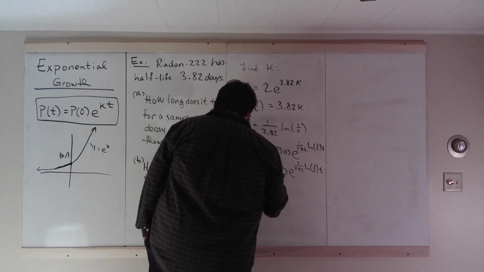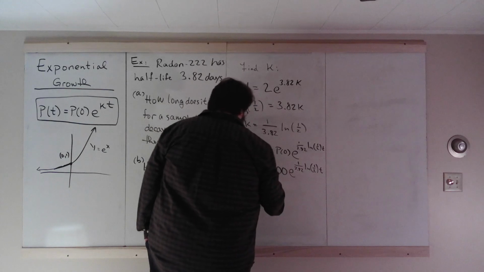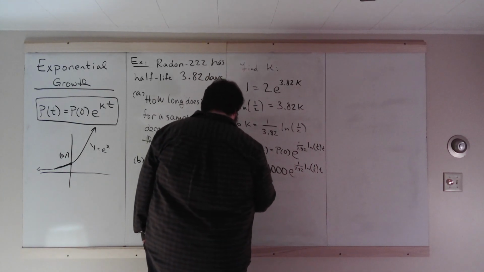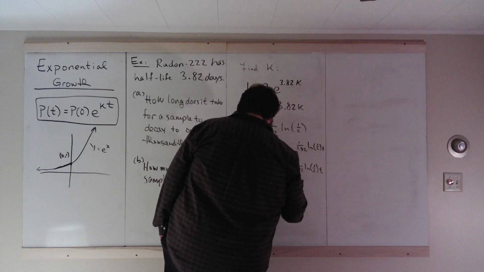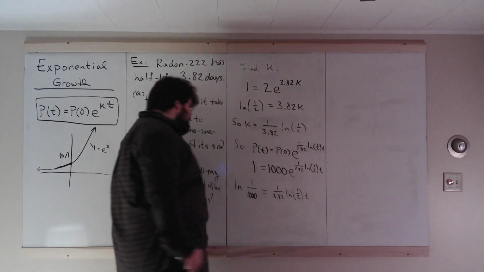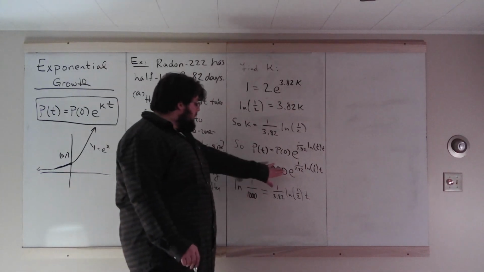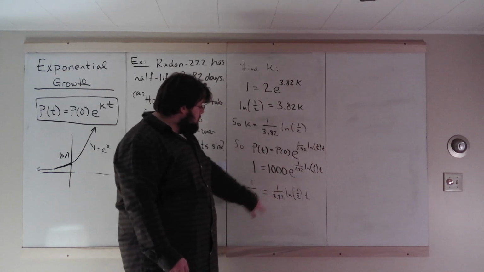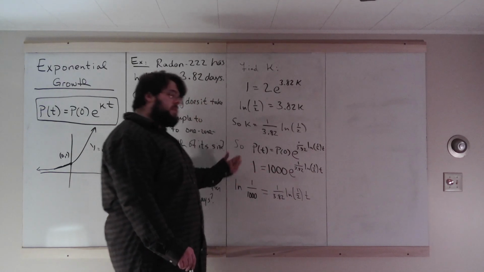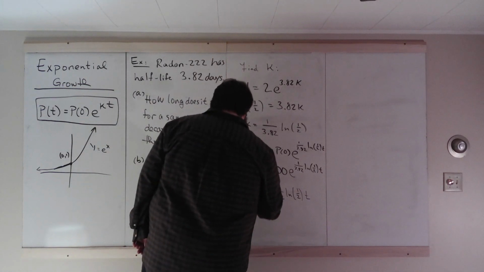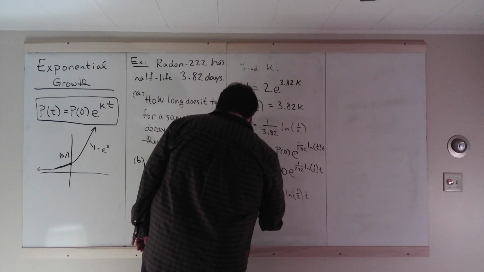So you get 1 over 1,000 equals e to that number. So take logs of everything. So divide by 1,000, take a log of the right side. The log will cancel the e, and you're left with just the exponent. Divide by 1,000, you have 1/1000. Take a log of the left side, and you have log of 1/1000. Solve this for t. So we'll say t equals what?